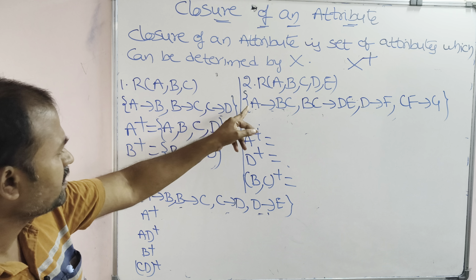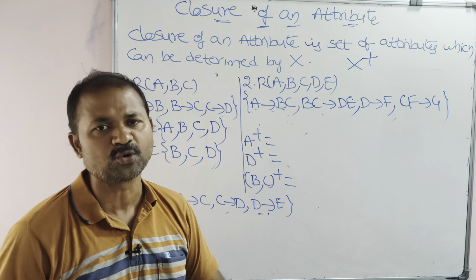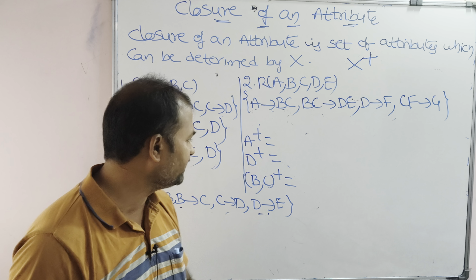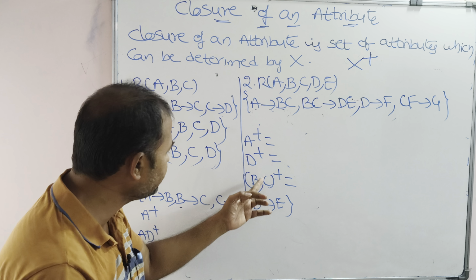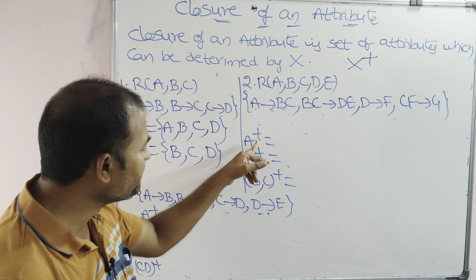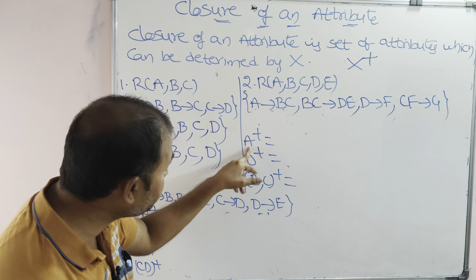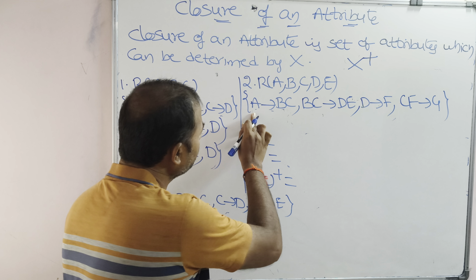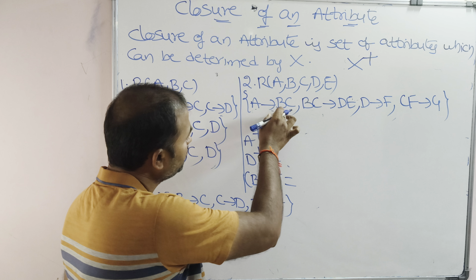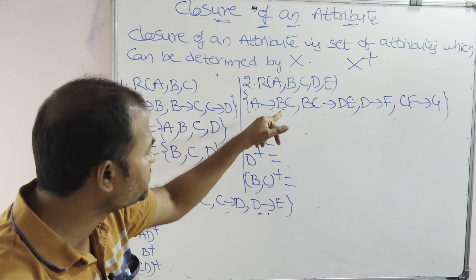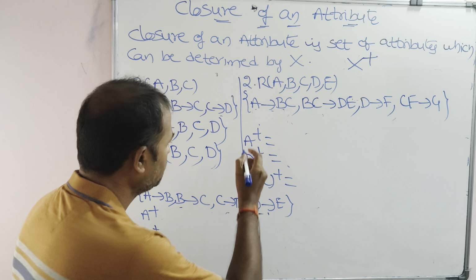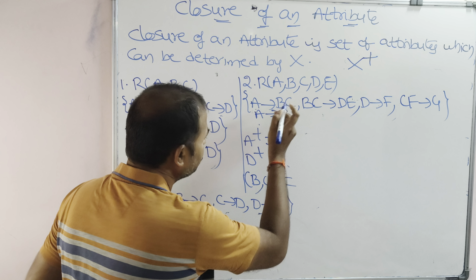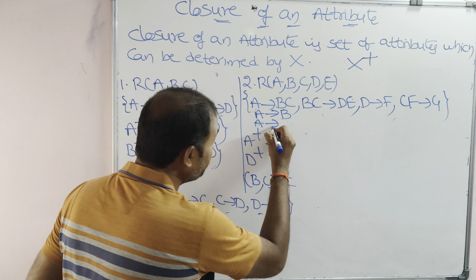Next, let us solve the second example. Here the relation totally contains 5 attributes. 4 functional dependencies are given. Let us find the closure of A, D, B, C. Here we can find the closure for a single attribute or a set of attributes. Here we have A determines BC. We can decompose this functional dependency into 2. First dependency is A determines B. Second dependency, A determines C.